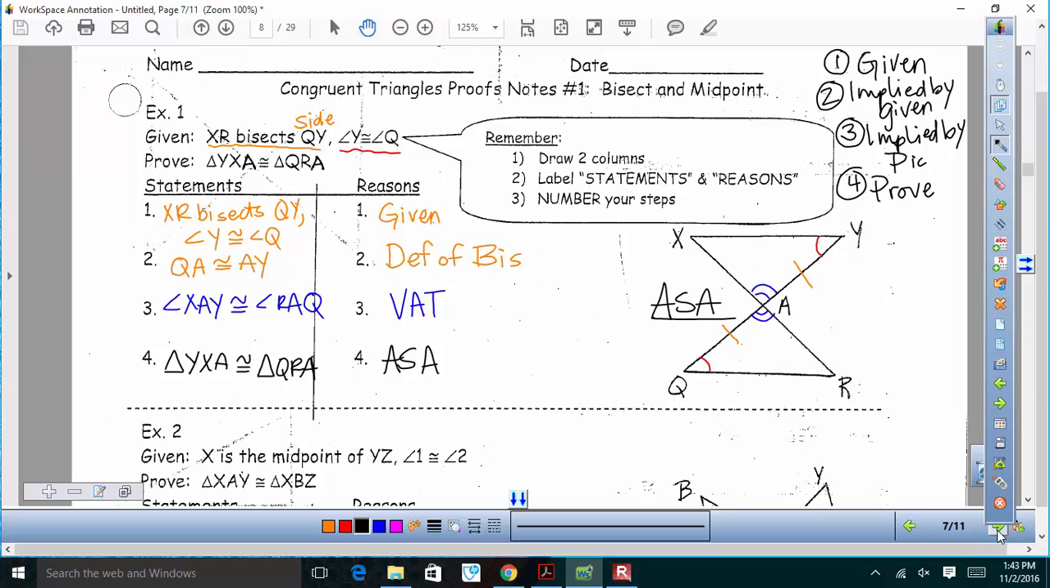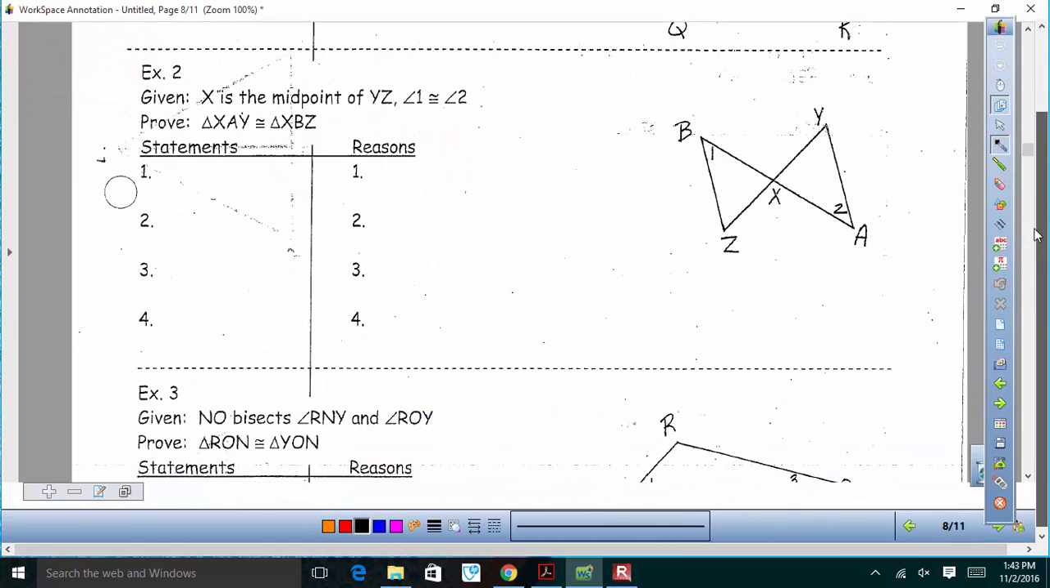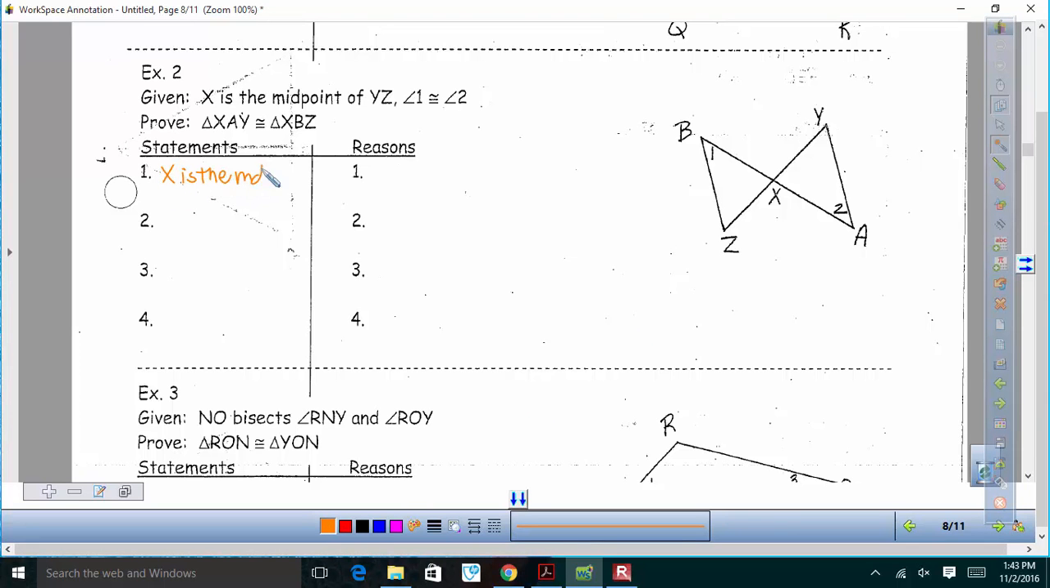Okay, let's look at example 2. So in example 2, let's go ahead and write our given. So we're going to put X is the midpoint of YZ, and angle 1 is congruent to angle 2, and that's because it's given. Okay?